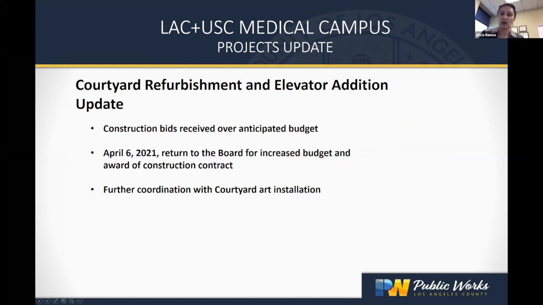award the construction contract. So given that we get the approval, then we will go ahead and start to coordinate that construction on site. And we are aware that there is an art installation also aimed in that particular area. We'll be working with LAC USC Med Center to make sure we coordinate our construction activities along with any of the ceremonies or activities around that art installation.